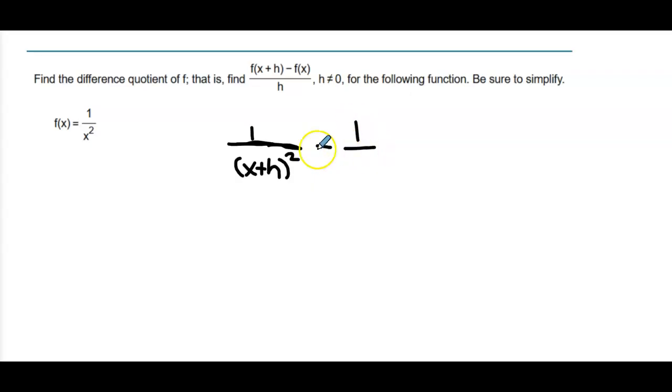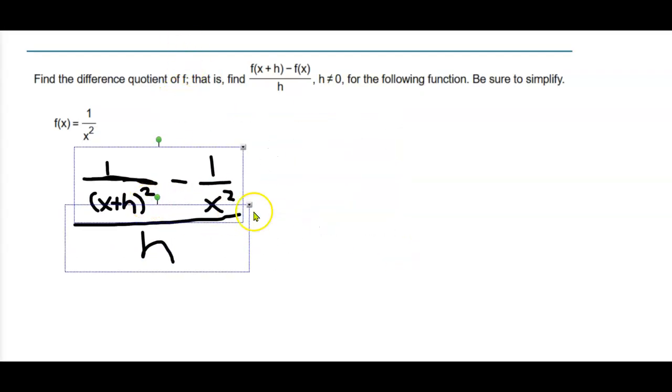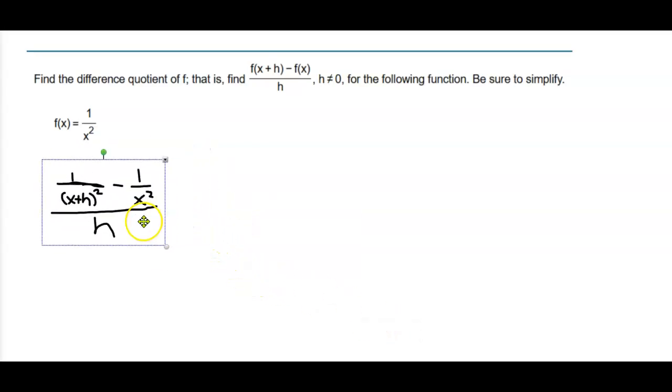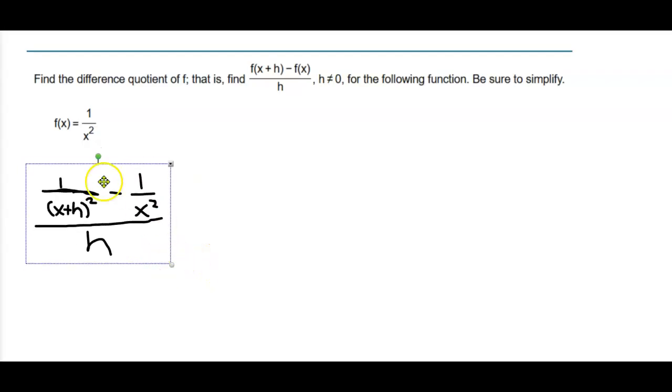Now we'll subtract f of x itself, which is just 1 over x squared. So we've got f of x plus h minus f of x, and then this whole thing's over h. All right, so you can call this a complex fraction, where the numerator and/or the denominator, in this case just the numerator, has terms that are also fractions. So we've got fractions in the numerator's place, and then we've got h in the denominator's place.